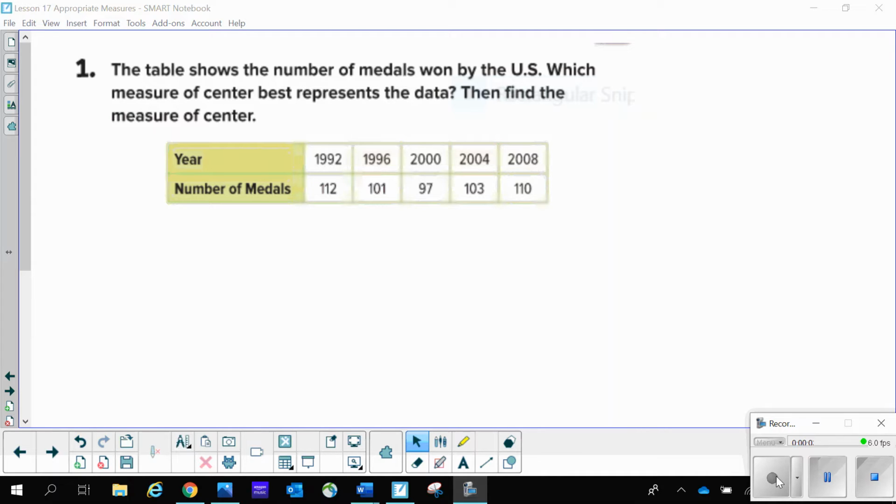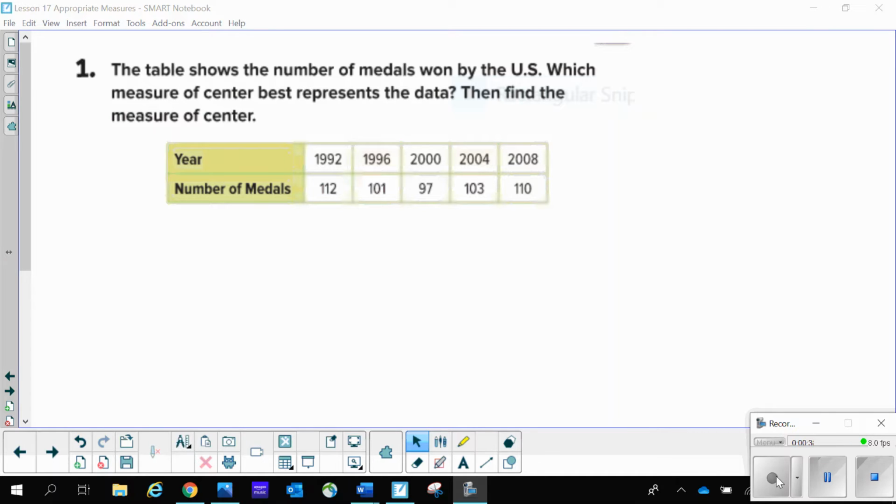Okay, let's take a look at our first example. The table here shows the number of medals won by the U.S. Which measure of center best represents this data? Then find the measure of center. All right, so let's decide which measure of center we should use, thinking back to what we just took notes on. First, does the data have any extreme values? Do you see any major outliers? No, that's correct. There are no outliers. So that means that the median would not be a good choice.